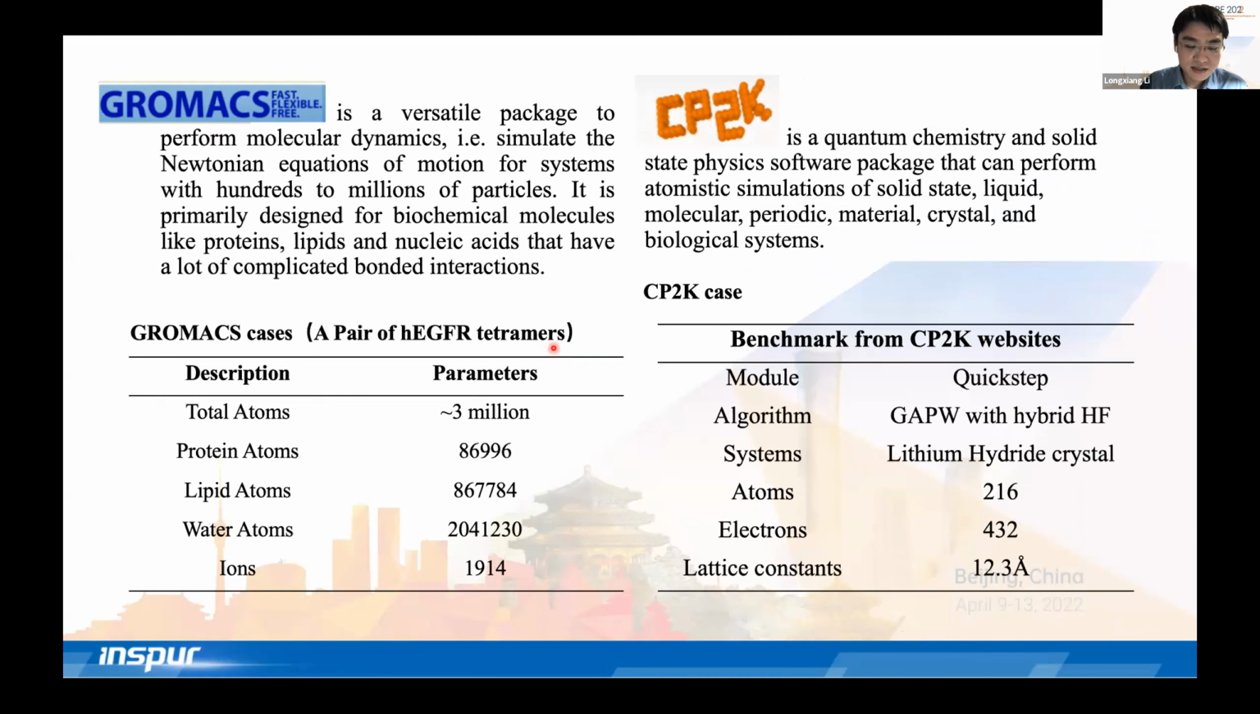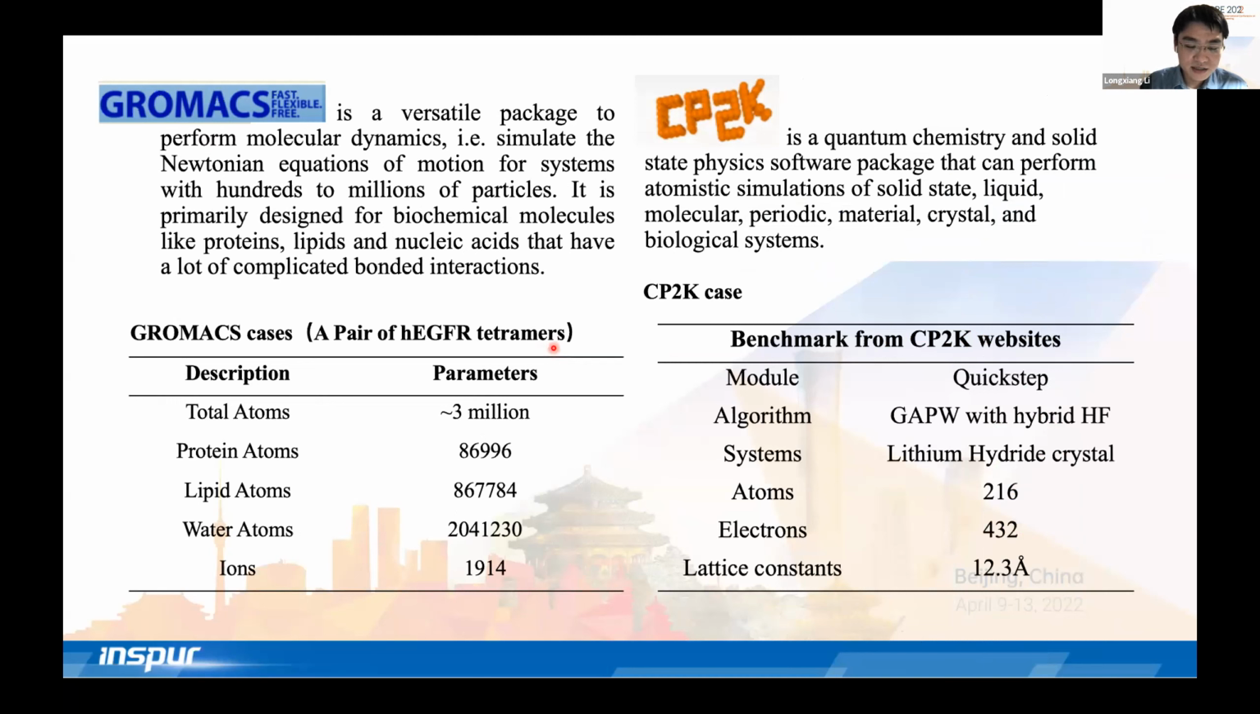The third software is CP2K, a quantum chemistry and solid state physics software package. The test case is a benchmark from the CP2K website. It's a lithium hydride crystal with 260 atoms and 432 electrons. In the material science software, there's not much IO data or large input-output fields.